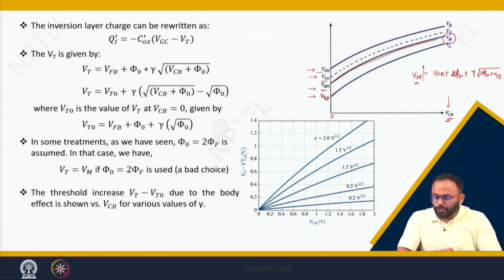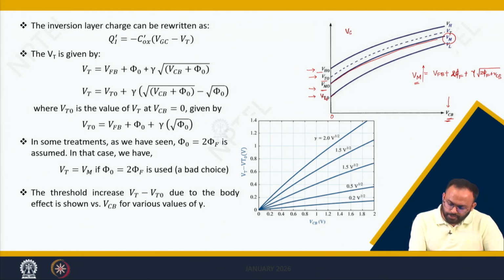If you are increasing Vcb, the Vm will increase, which can be intuitively understood like this: when you are increasing Vcb, ultimately you are killing the inversion charge, and hence you need to apply much more voltage in terms of VGC to get the same amount of inversion. So ultimately the threshold value, the onset of weak inversion, and the onset of moderate inversion will shift to a higher value. That is what it means.